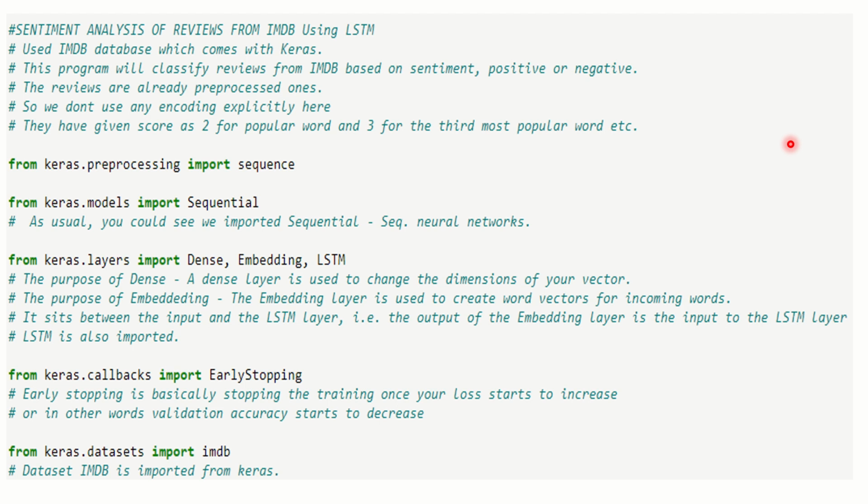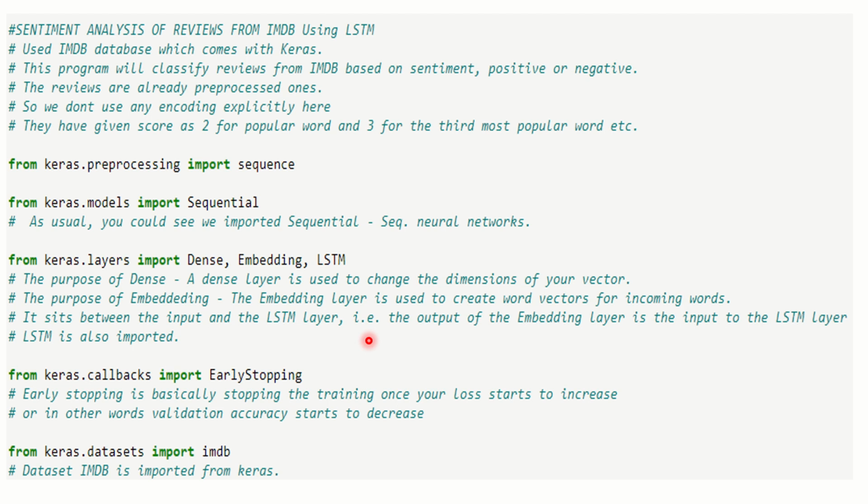Now, the next line is very interesting as well as important. From keras.callbacks, import EarlyStopping. What is this? Very simple. Early stopping is fundamentally stopping the training once your loss starts to increase. Otherwise, we can say if the validation accuracy starts to decrease, your work will be stopped. I mean, we are going to stop the training because it is a waste. So that's what early stopping is all about.